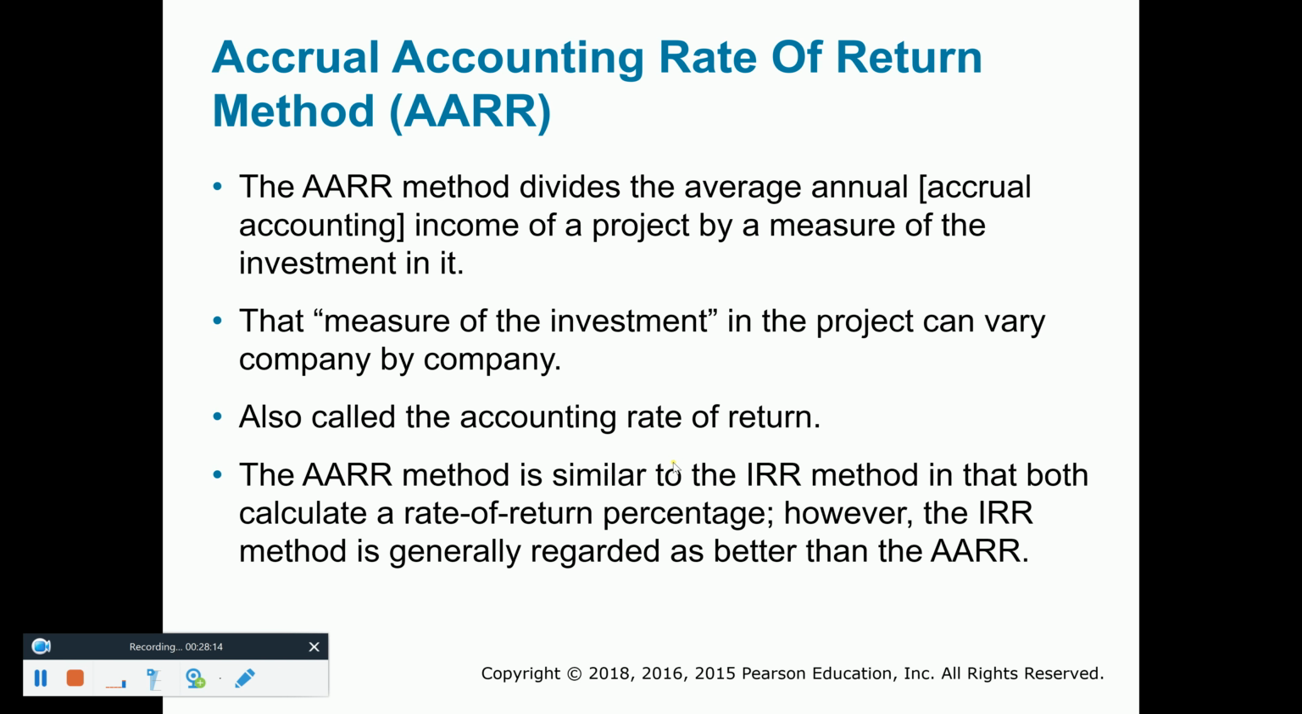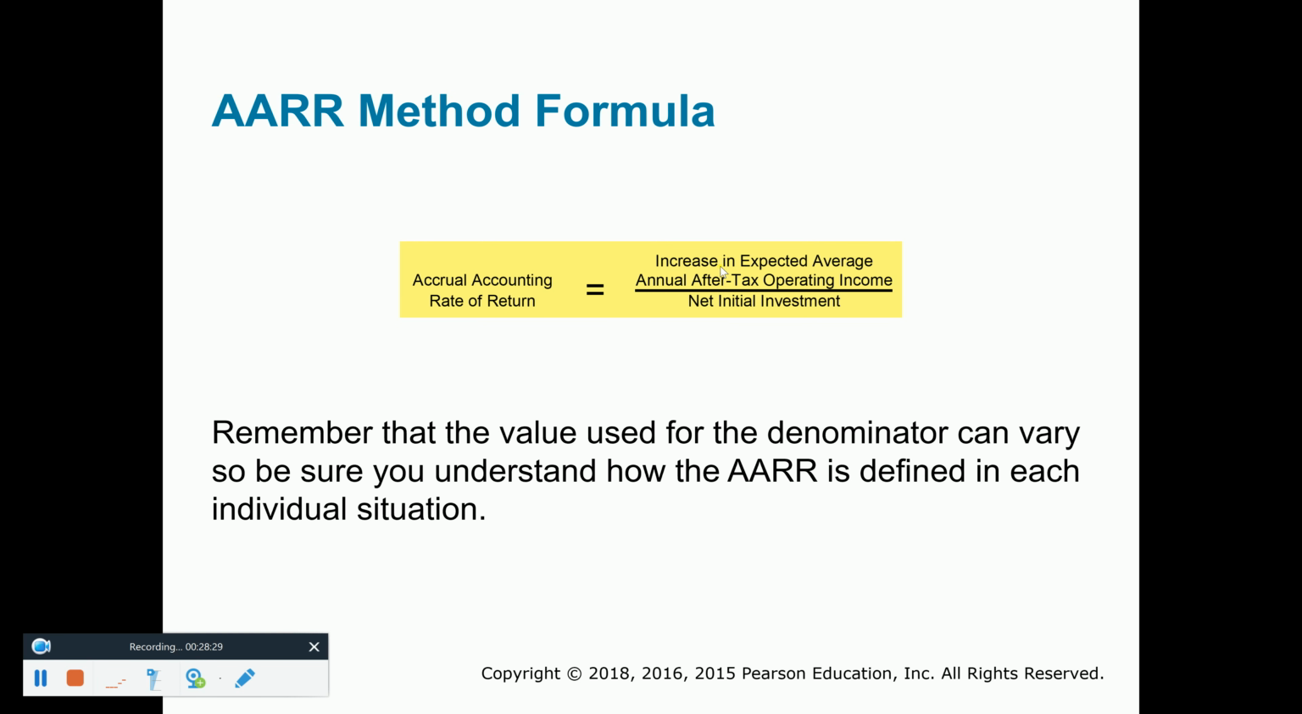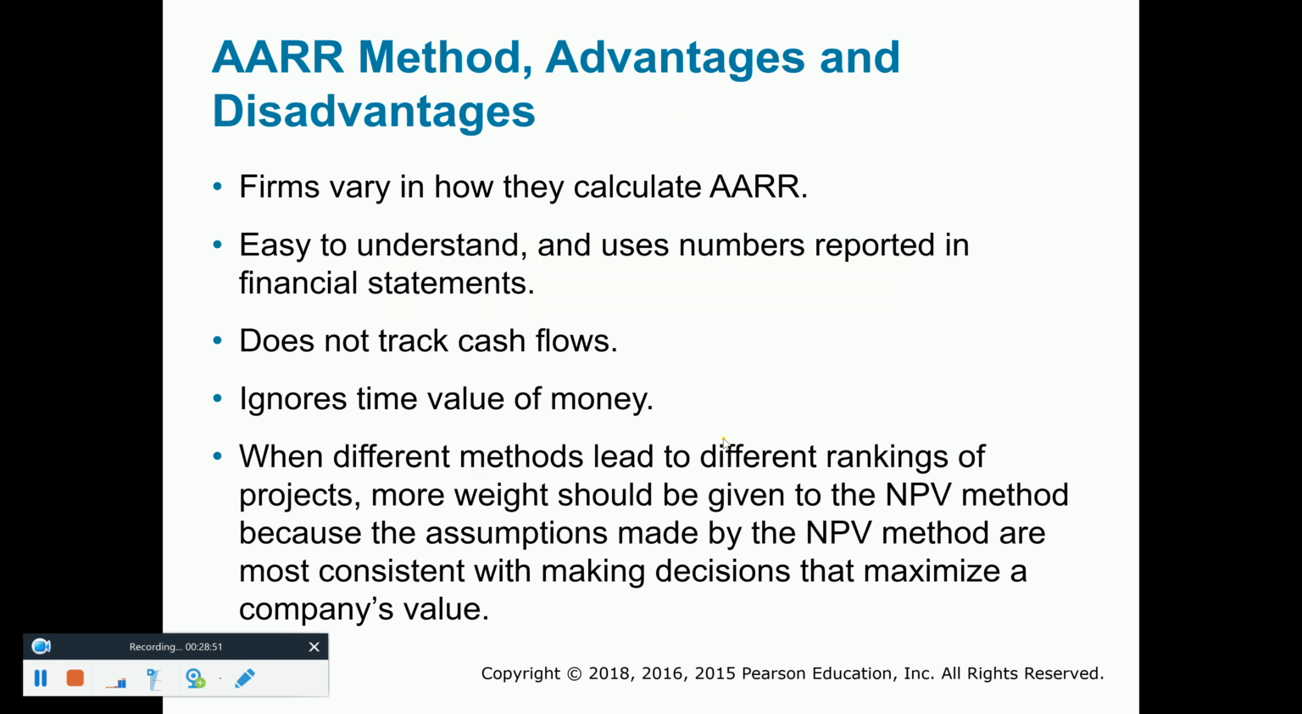And then last but not least, the accrual accounting rate of return. Once again, you are starting to learn as accounting majors this concept of accrual accounting. Basically what it does is it takes the accrual accounting net income to measure the investment. Here is the formula. Your numerator is your increase in the expected average annual after-tax operating income on an accrual basis. So basically what your net operating income is after taxes. On an accrual basis, that's your numerator. Your denominator is your net investment. Once again, the accrual accounting rate of return ignores the time value of money.